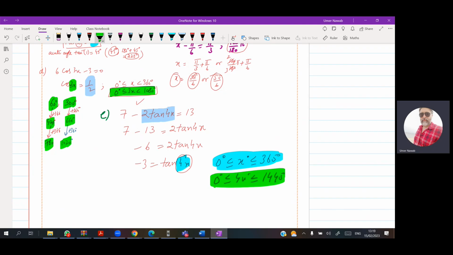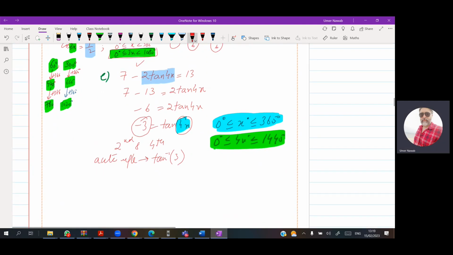Now, I need to get all possible answers. You see my output is negative, so I'm expecting my answer in the second quadrant and in the fourth quadrant. Get your acute angle. Your acute angle will be shift tan. Don't write the negative sign, tan inverse of 3. So how can I get my answer in the second quadrant? I will write 180 minus inverse tan of 3. And the second answer is 360 minus inverse tan of 3.